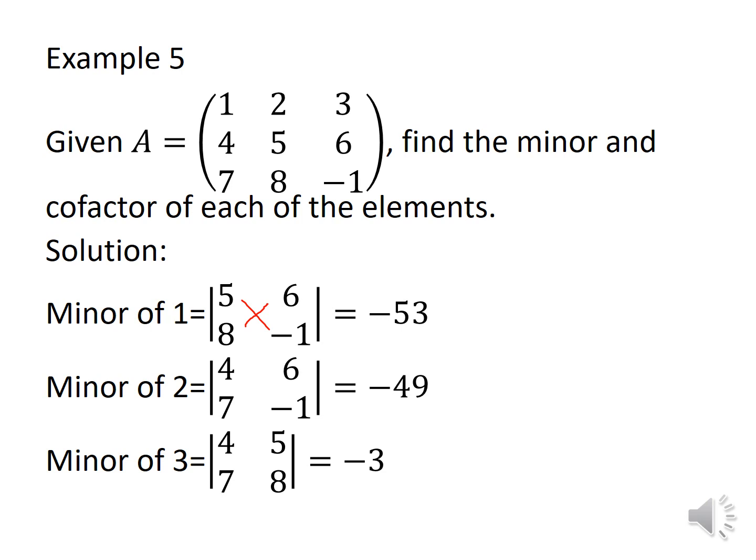-53. Then for the minor of 2, close the first row and also the whole second column. So we have 4, 6, 7, -1. And put a cross, so we have an answer, -49. And same for the minor of 3, and so on.